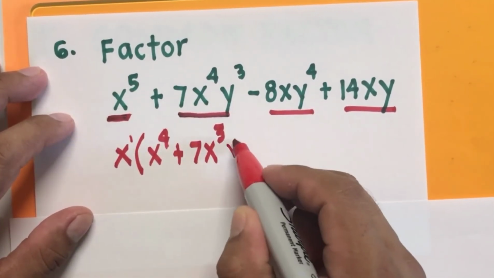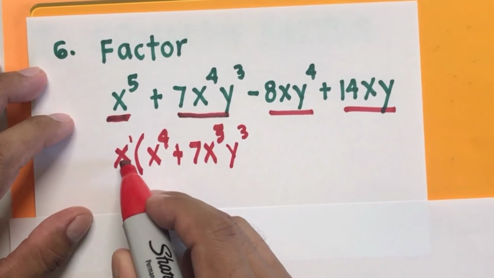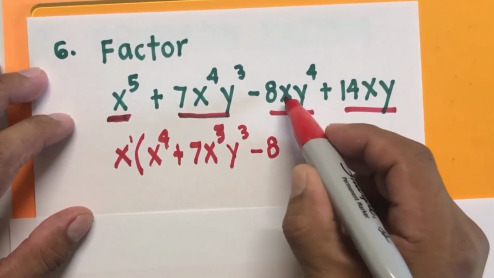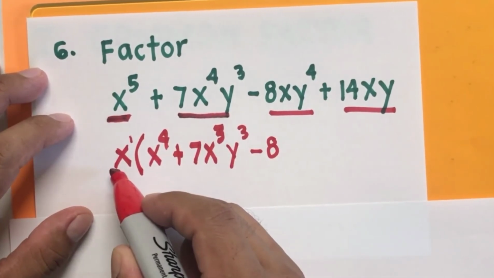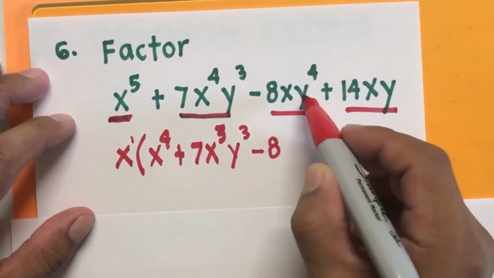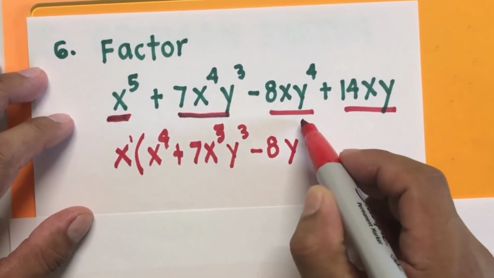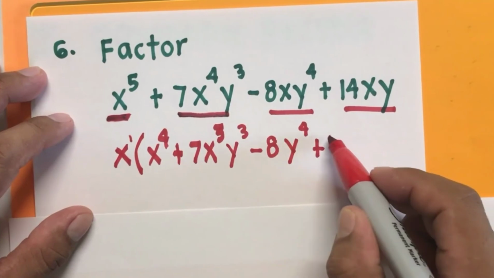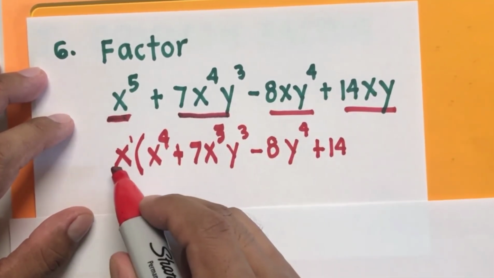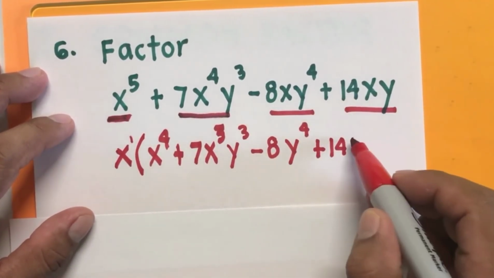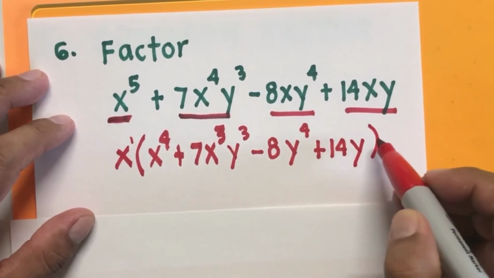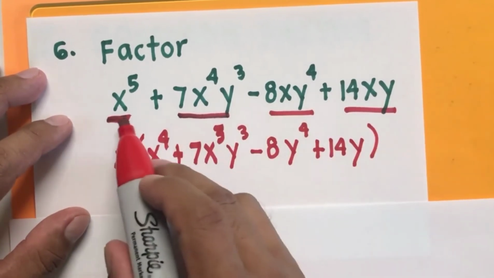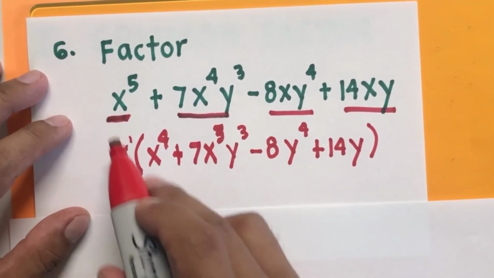y is only copied because there is no y here. Then copy the minus sign. 8 is copied. x divided by x is cancelled out, so you don't have to write the x anymore. Then copy y to the fourth. Plus 14 is copied. x divided by x is 1, so x is cancelled out. Then copy the y. What looks to be a little bit difficult at first glance is actually very easy because there's only x as the common factor.